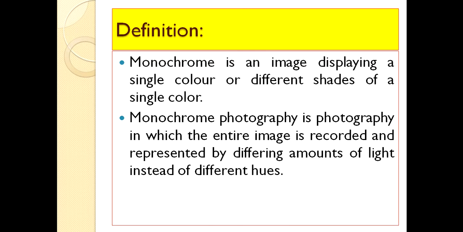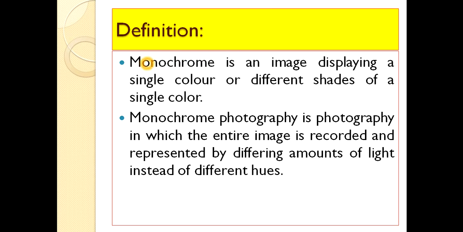Monochrome is an image displaying only a single color or different shades of a single color. From the name itself it is very clear: monochrome, that is one chrome. So it will only display a single color or the different shades of the same color. Monochrome photography is photography in which the entire image is recorded and represented by differing amounts of light instead of different hues. So up to now the definition is clear, I hope.